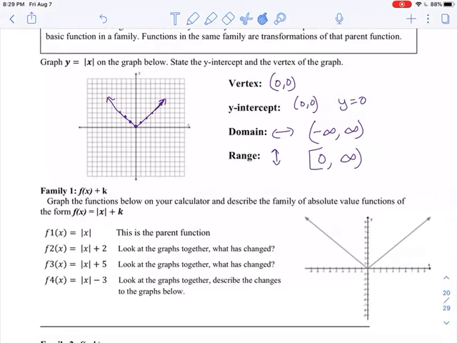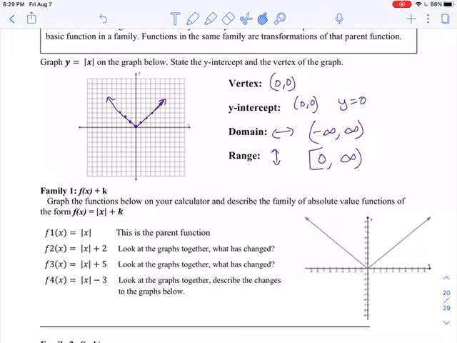And then I'm going to look up f2 of x, which is the absolute value of x plus 2. And I'm going to see what happens. And then I'm going to do a third one, but this time I'm going to do absolute value of x plus 5. And then I'm going to do a fourth one, absolute value of x minus 3. And I'm going to look at all those graphs together and try and figure out what's happening to them.